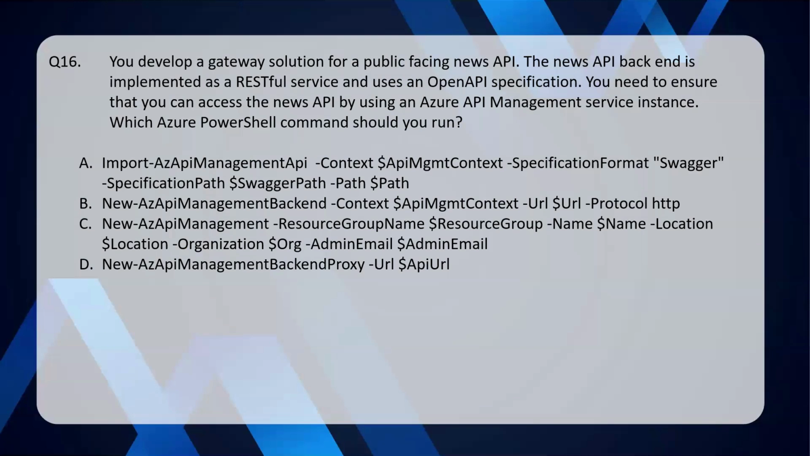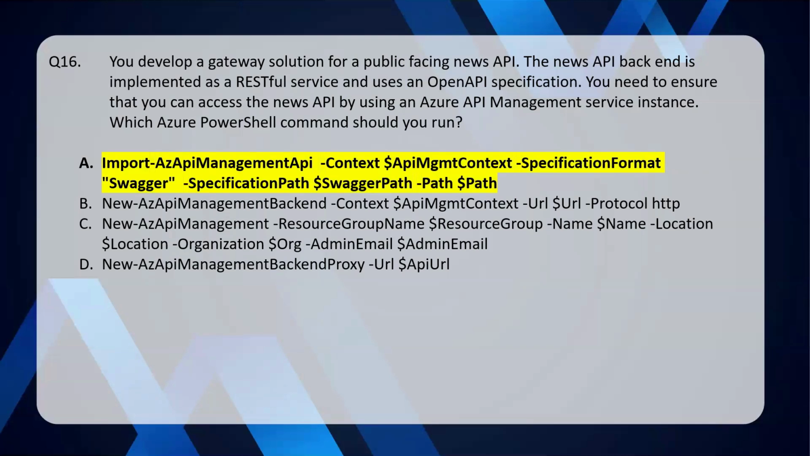Now on your screen, there are 4 commands mentioned. And friends, you will need to make use of Import-AzApiManagementApi to import an API from a file or URL. New-AzApiManagementBackend defines a backend service. New-AzApiManagement is used to create a new APIM instance, and New-AzApiManagementBackendProxy creates a new backend proxy object.